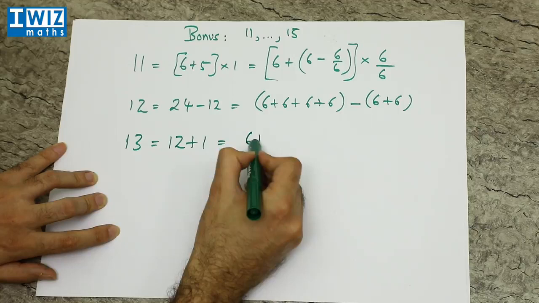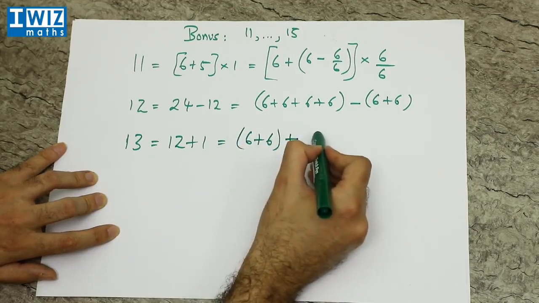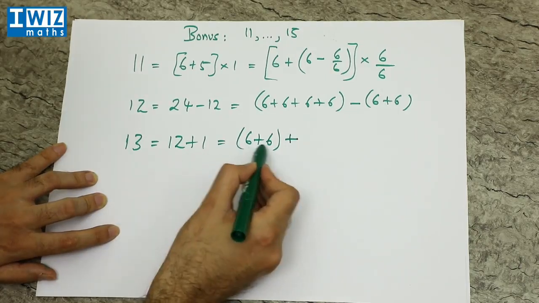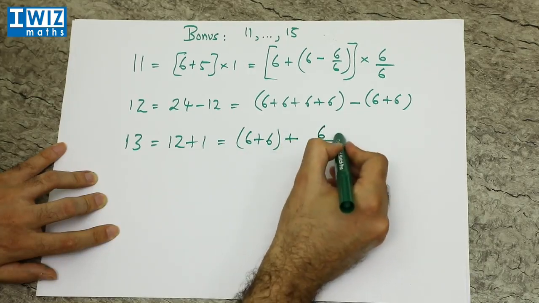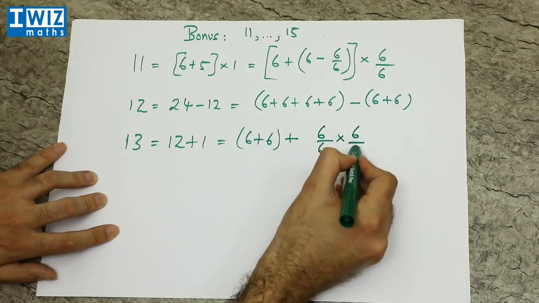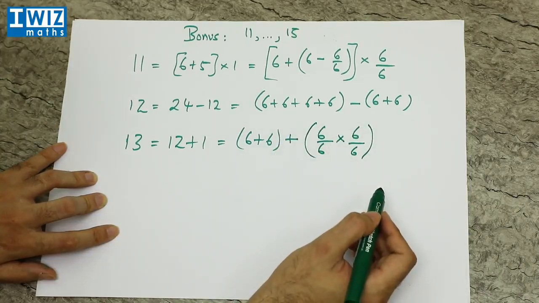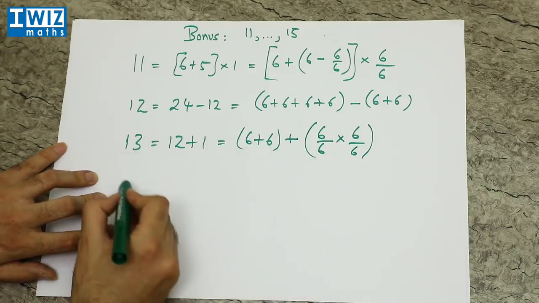So 12 is simply 6 plus 6, plus we need to get to the number 1 using 4 sixes because we've already used 2 sixes. So that would be 6 divided by 6 times 6 divided by 6, and put a bracket around that so there's no confusion. So that's 12 plus 1 gives us 13.